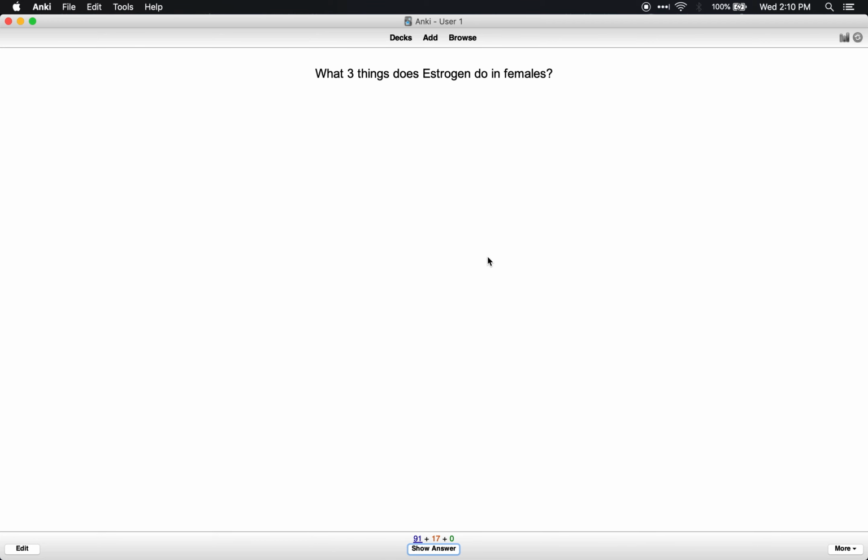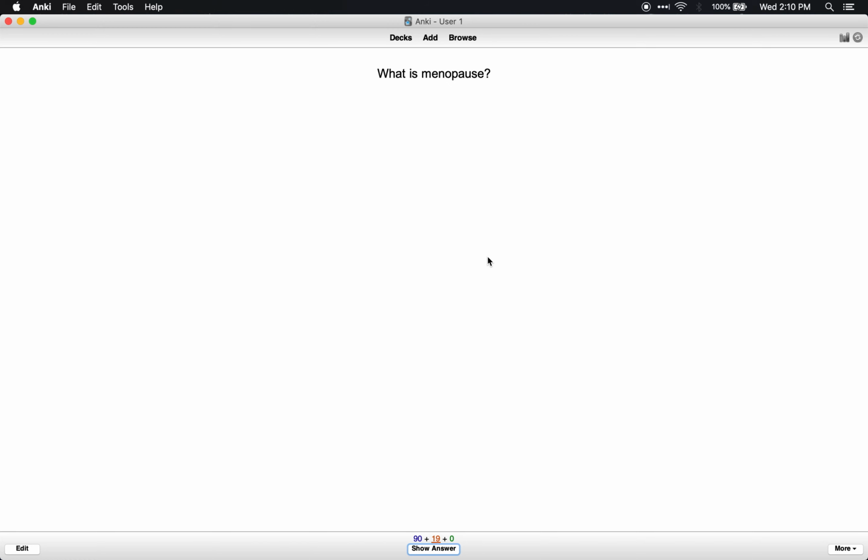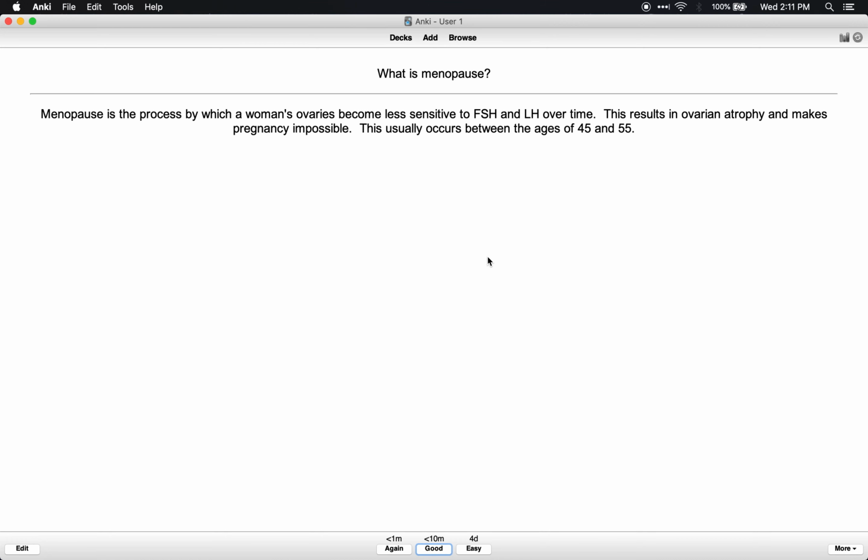What three things does estrogen do in females? Development of secondary sex characteristics, development of the female reproductive tract, and initial thickening of the endometrium each month in preparation for the implantation of a zygote. Menopause is when the woman's ovaries become less sensitive to FSH and LH over time, causes ovarian atrophy, and makes pregnancy impossible, typically between 44 and 55.